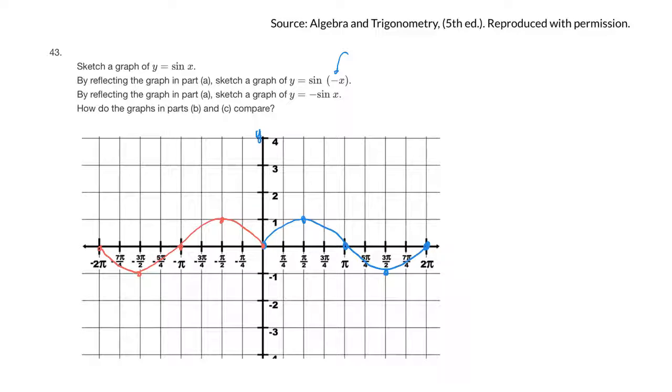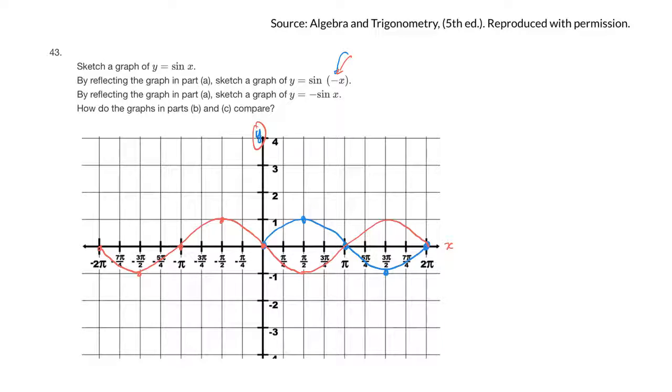Now, I could continue that graph and keep going, and it would just be a reflection, which sort of seems a little funny. It looks like it's a reflection on the x-axis, but that minus tells me to reflect on the y-axis.